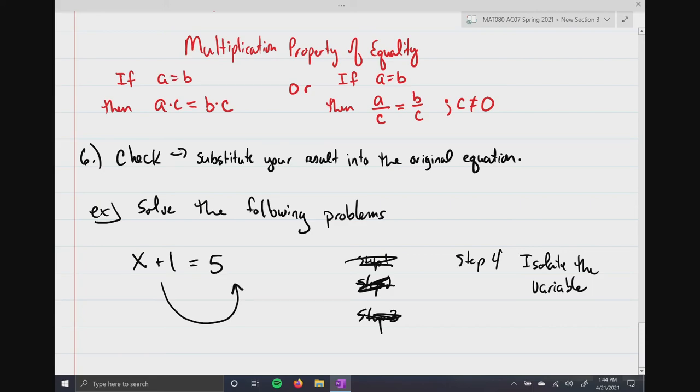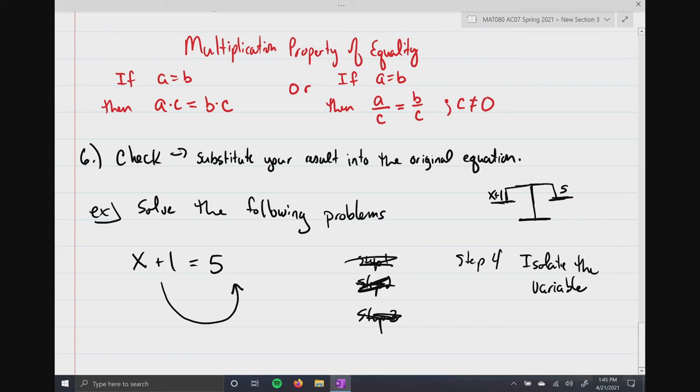Now, I can't just get rid of the plus one because it's there. It's part of the equation. But what I can do is move it to the opposite side. If you want, you can kind of think of this as like a balance. And right now, x plus one is on the left-hand side and five is on the right-hand side, and everything's equal. Okay?